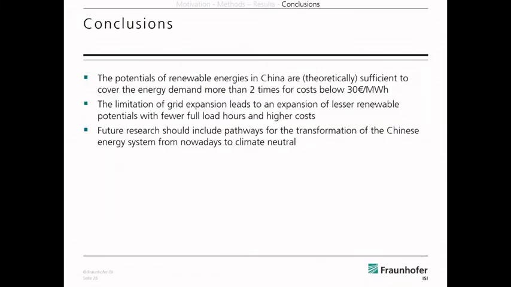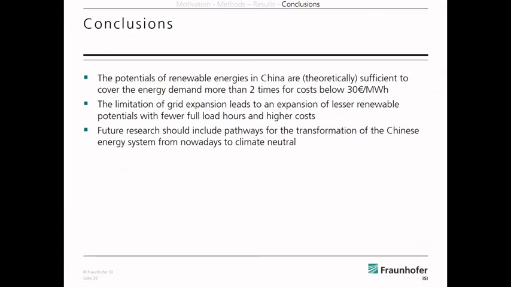So I'm already going to my conclusions. We saw that the potentials of renewable energy in China are theoretically sufficient to cover the energy demand more than 2 times for costs below 30 euros per megawatt hour, which is really low. So the potentials in China are extraordinary. It's really, really high. So there is a lot of potential to transform the now coal-based energy system to a renewable energy system base.